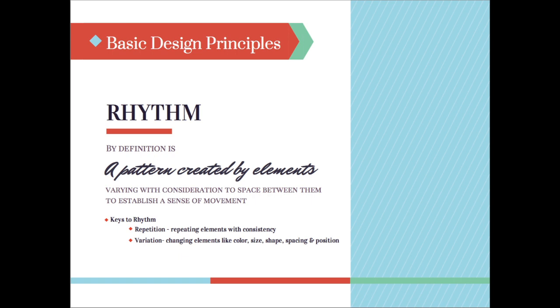So now we are on our third basic design principle, which is rhythm. By definition, rhythm is a pattern created by elements varying with consideration to space between them to establish a sense of movement. So your keys to rhythm are repetition, repeating the same element with consistency, or variation, which is changing elements like color, size, shape, spacing, and position.